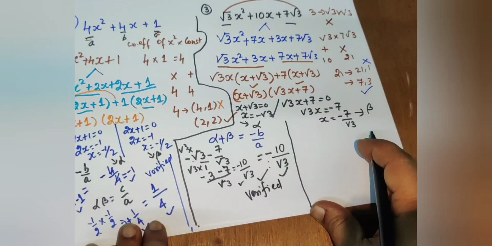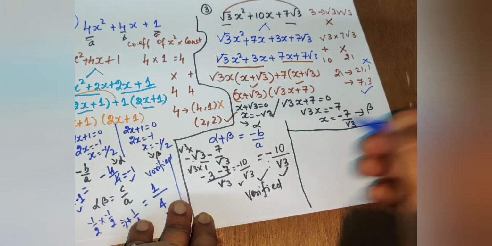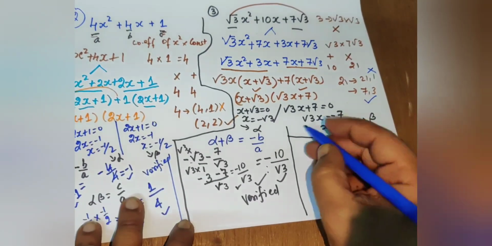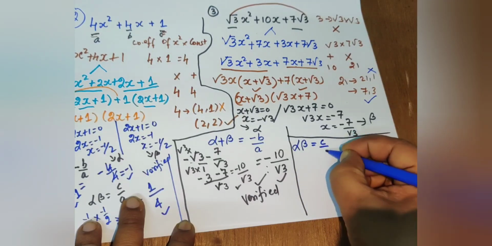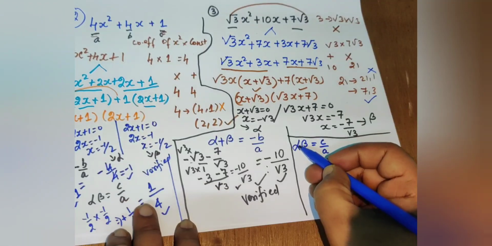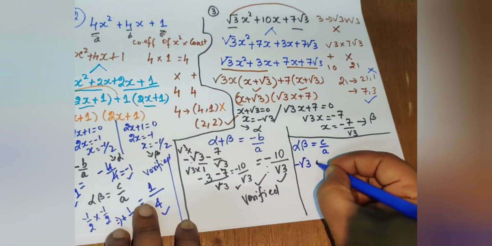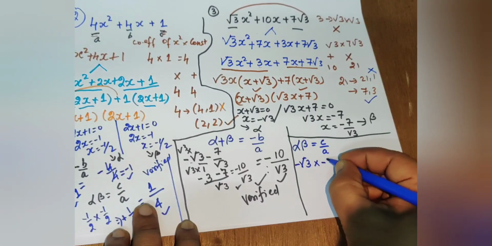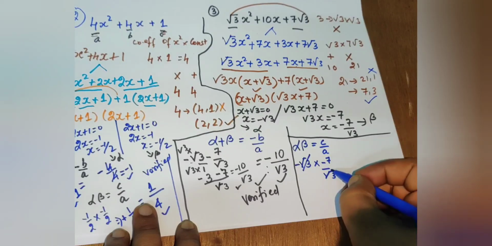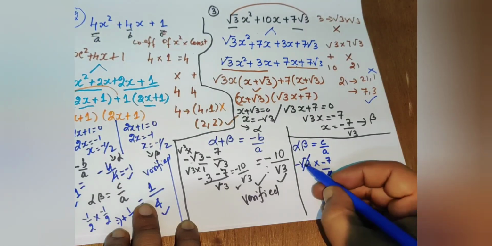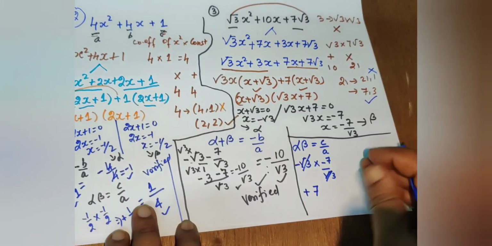Similarly, we have to verify with the product of the zeros. So the product of the zeros is nothing but alpha into beta, which is equal to c by a according to the formula. What is alpha? Alpha we have taken as minus root 3 into beta, which is minus 7 by root 3. As you can see, denominator root 3 and numerator root 3 cancel. Minus into minus is plus 7. So we got the result here as 7.